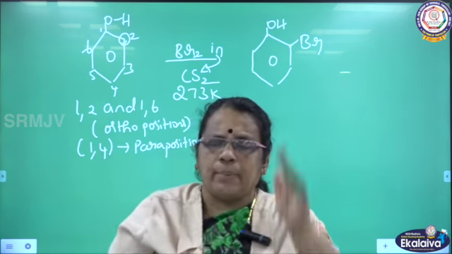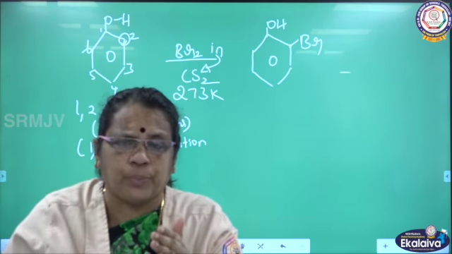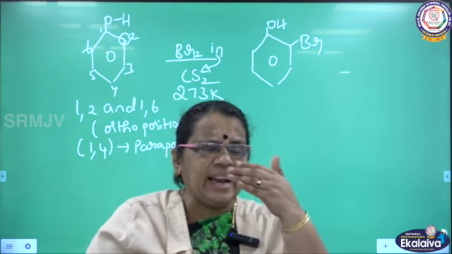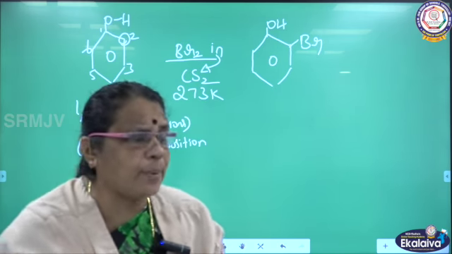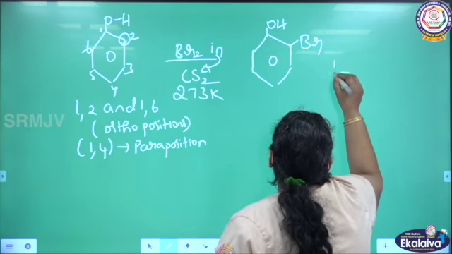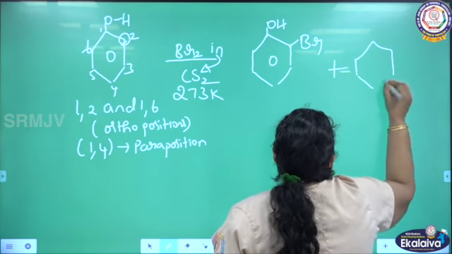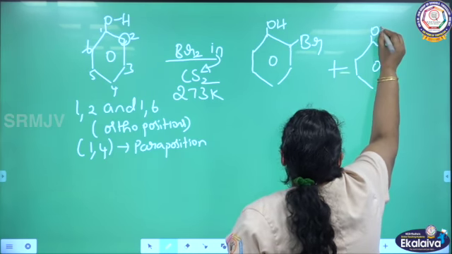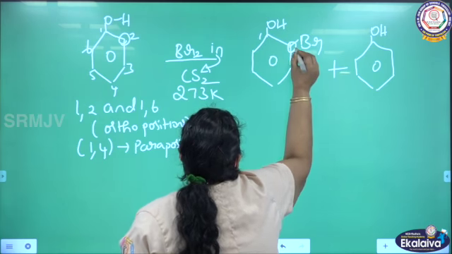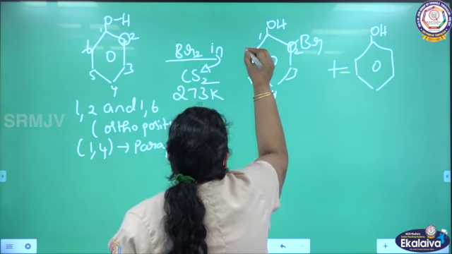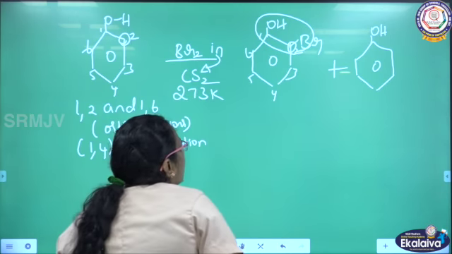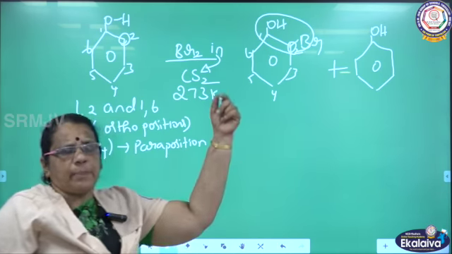Here the bromine is the incoming group, so it will attack the benzene ring either in the ortho or in the para position. So you will get an ortho substituted or para substituted product. If you substitute bromine in the ortho position, 1, 2, 3, 4, 5, 6, the 1,2 position is the ortho position. So this is the ortho substituted product.